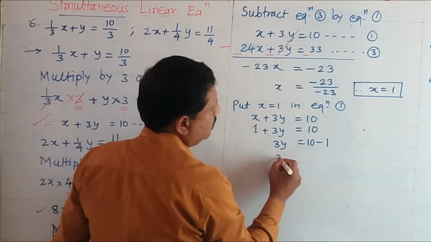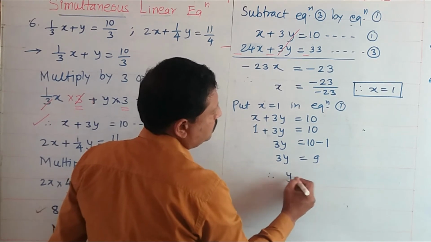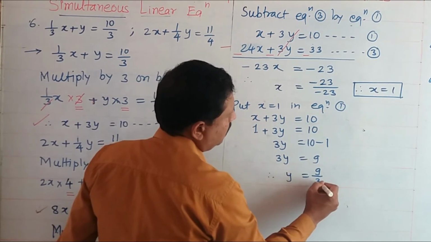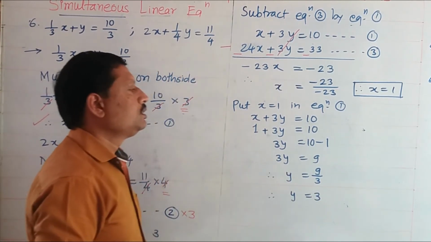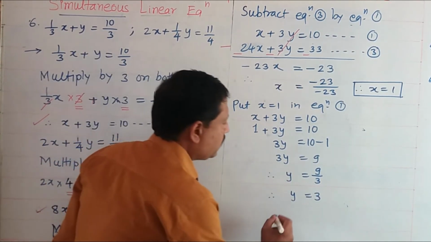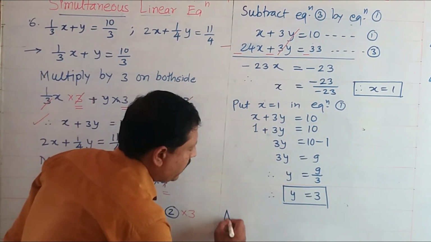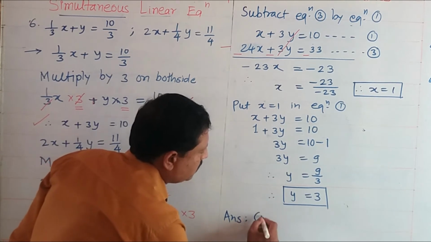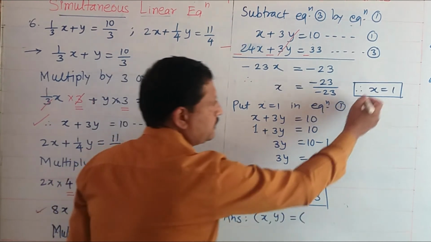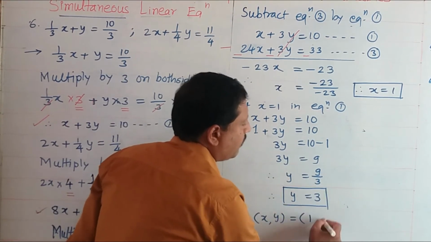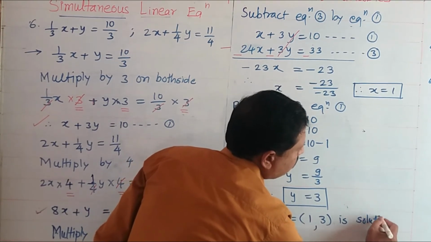So we get here 3y is equal to 9, and finally after transposing this 3, we get 9 upon 3. 9 upon 3 means y is equal to 3, hence the value of y is 3. So this is the value of y, and finally write down the answer. Answer is like this: in bracket (x, y) is equal to, write the value of x as 1 and the value of y as 3, is the solution.